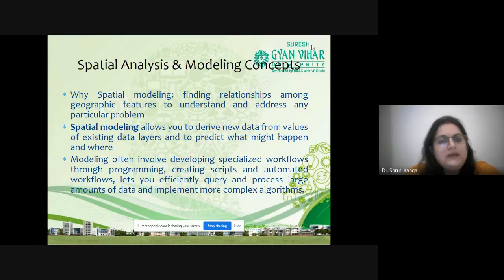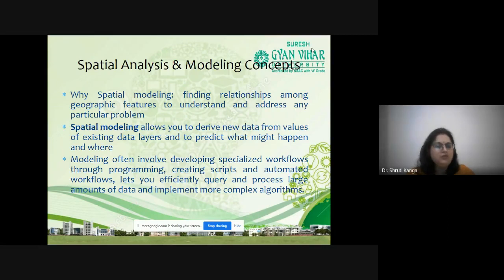Then the spatial modeling technique also allows us to derive new data values from the existing data sets and to predict what happened and where it happened. Okay, so based on the existing data sets or the historical data sets, we can also predict a little bit about the future of a particular phenomenon, where it can happen and what the intensity might be for the particular incidents. So that kind of spatial modeling can be done with the help of existing and present data sets.